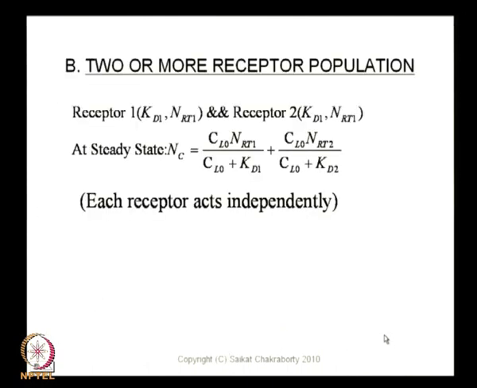So, this is a case where each receptor acts independently. As you see on the screen, the first part is Cl naught. Everything is Cl naught, so there is no ligand depletion at all. The first term is Cl naught nRT1 over Cl naught plus Kd1, and then Cl naught nRT2 over Cl naught plus Kd2.